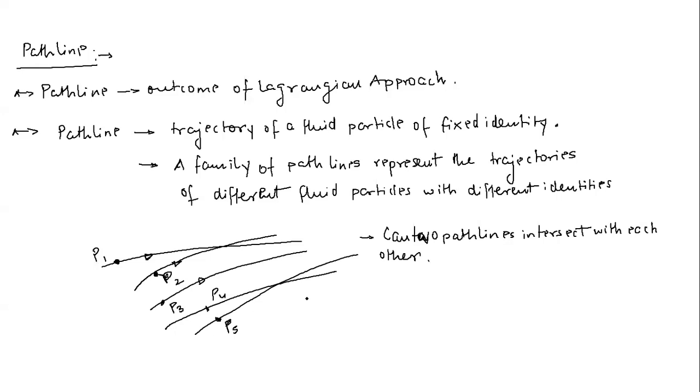Because ultimately these two are different fluid particles. So we are now interested in the motion of that fluid particle. We are not interested in the location. Okay, so now two path lines can intersect with each other.